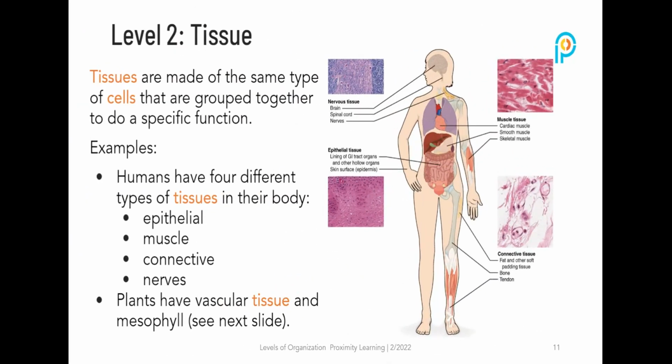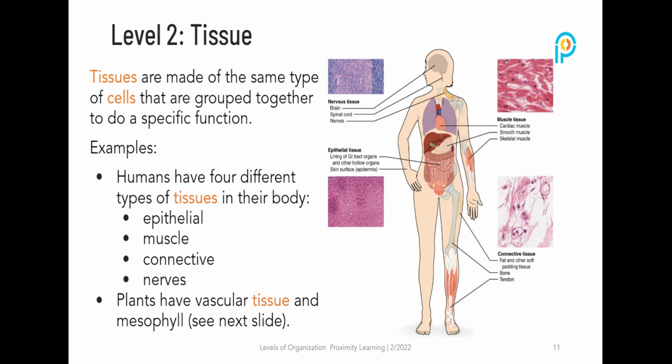Level 2 is tissue. Tissues are made up of the same type of cells that are grouped together to do a specific function. Some examples: humans have 4 different types of tissues in their body: epithelial, muscle, connective, and nerves. Plants have vascular tissue and mesophyll, which we're going to look at on the next slide. So you can see all of these different types of tissue.